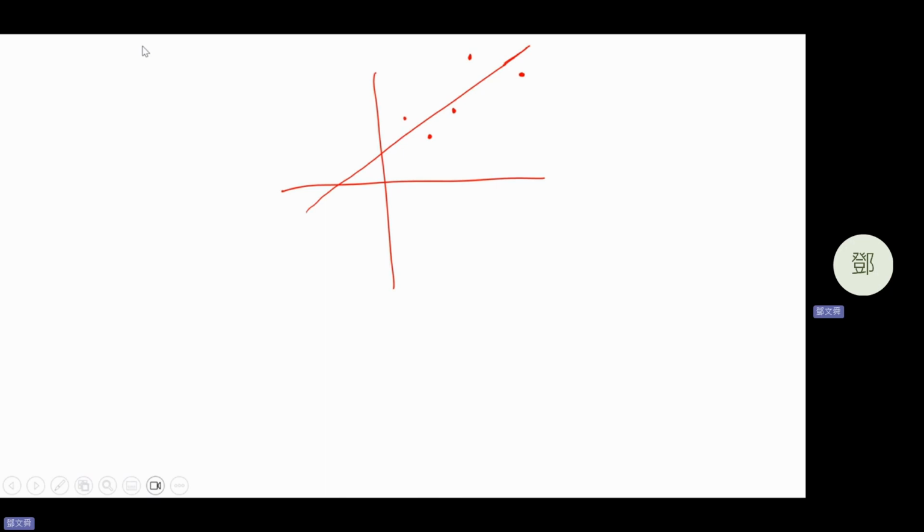You have the scatter plot, and we want to find a line that fits it. The pencil line is the best fit line.